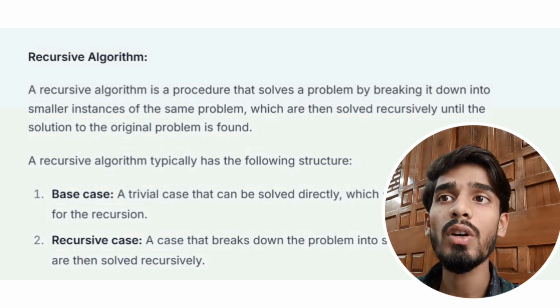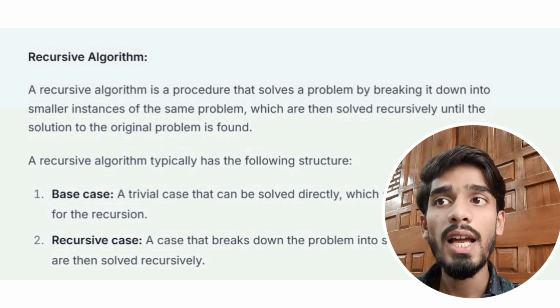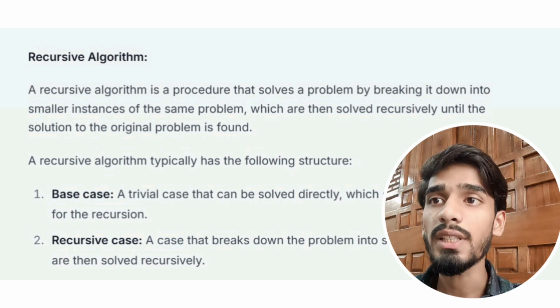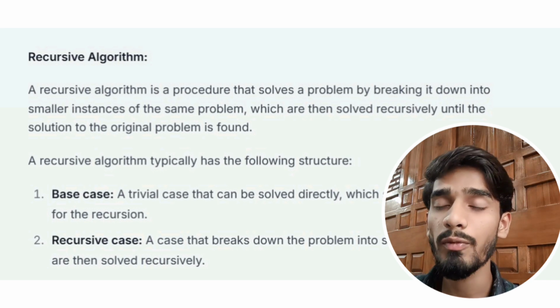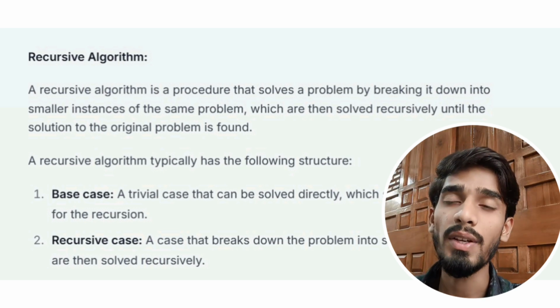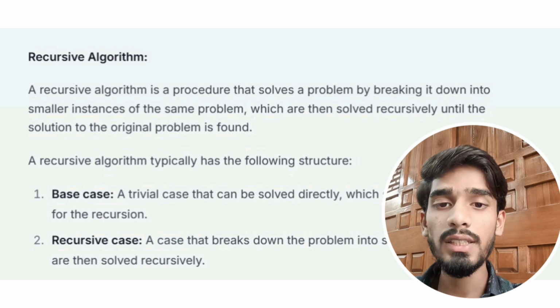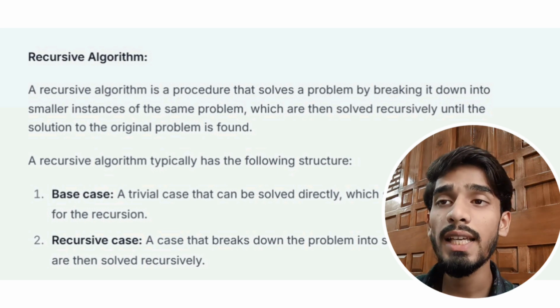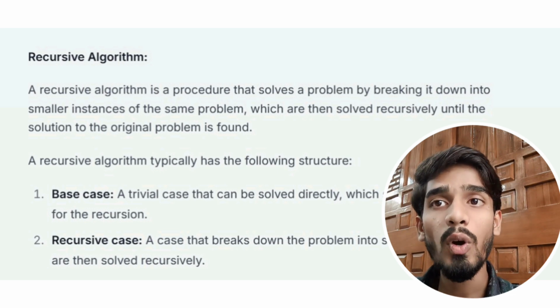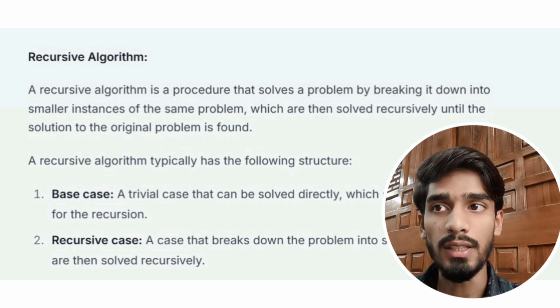A recursive algorithm typically has the following structure: a base case and a recursive case. What is a base case? It is a trivial case that can be solved directly, which serves as a stopping point for the recursion. Next is the recursive case, a case that breaks down the problem into smaller instances, which are then solved recursively.